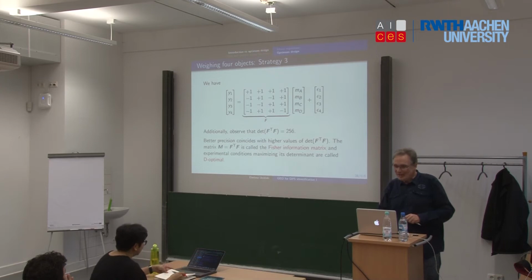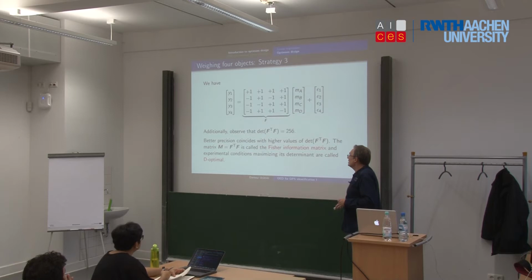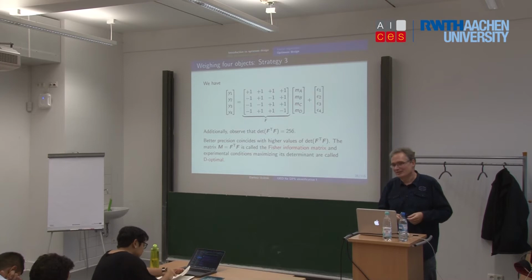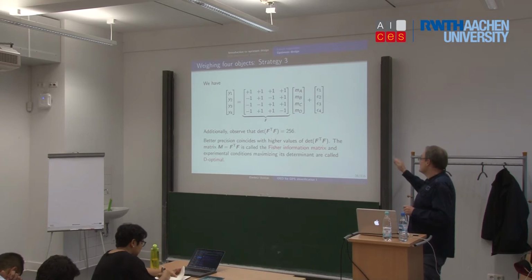This matrix is called the Fisher Information Matrix, capital M. Ronald Fisher was a well-known statistician who lived at the beginning of the 20th century, and he founded modern statistics. He had a lot of contributions, and one of the most significant contributions was the invention of modern experimental design. So this stuff was among his works.